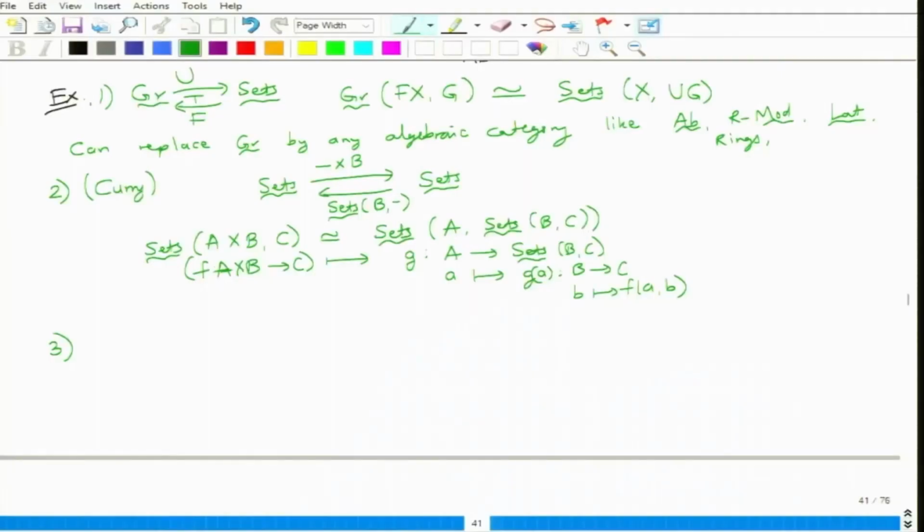Let's go ahead and look at some more interesting examples. For example, I can also talk about Top to Sets. That's a fundamental example. The thing is always U, the forgetful functor from Top to Sets. Does it have a left adjoint, or does it have a right adjoint? I'll give you one minute to think about it.